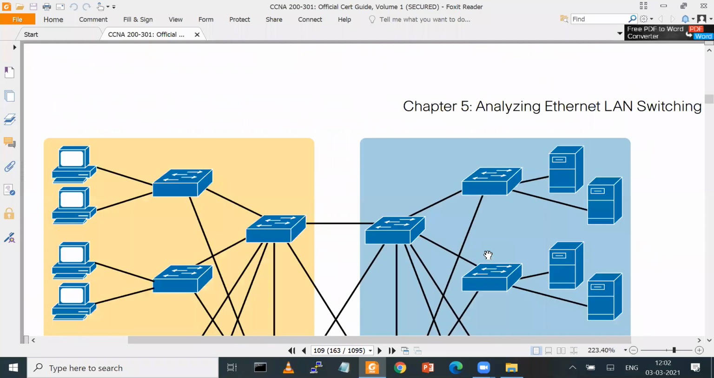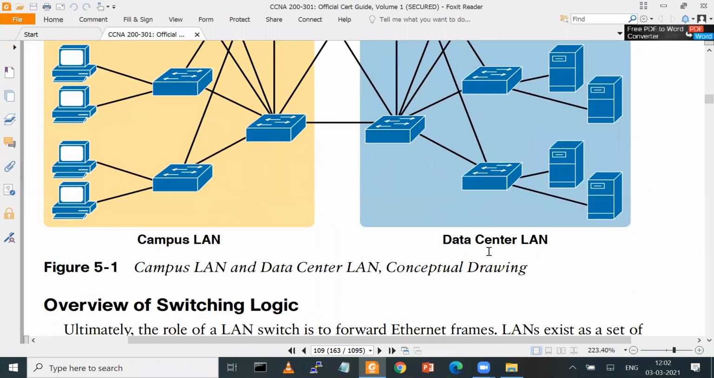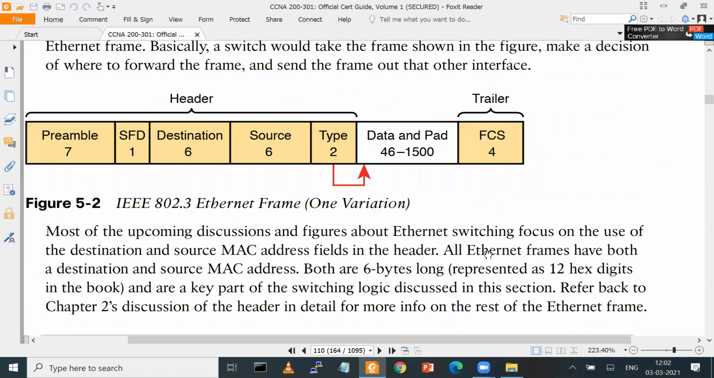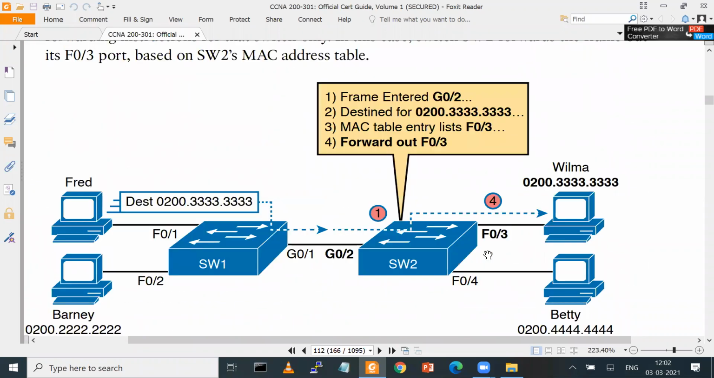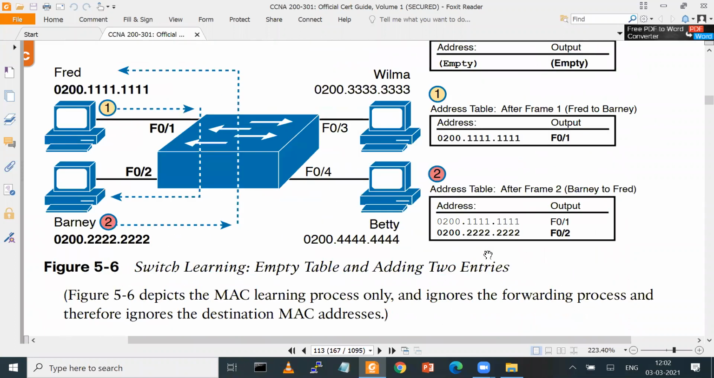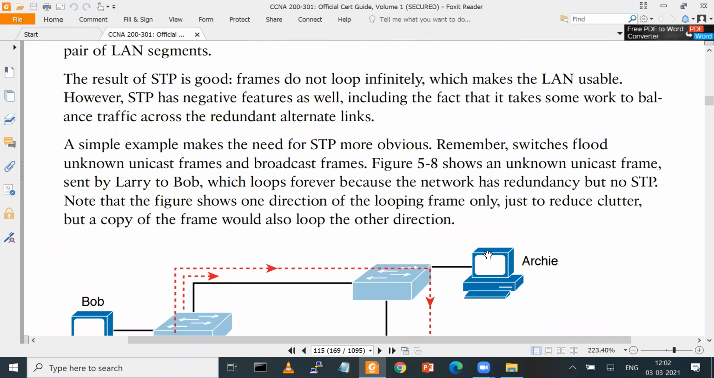Different architecture is also given here: data center, campus LAN. I think there is also a section about fundamentals of IP addressing that I'm trying to show you.